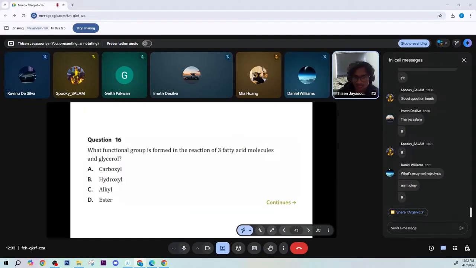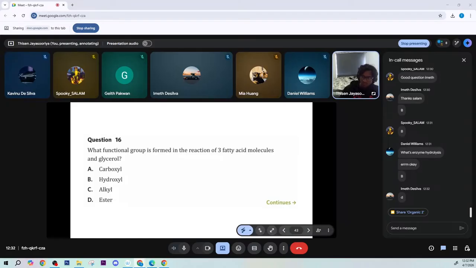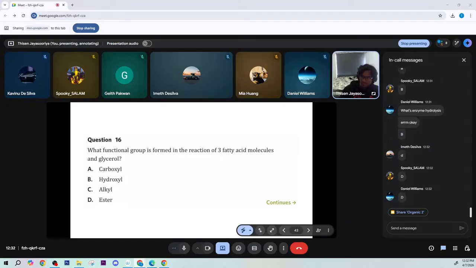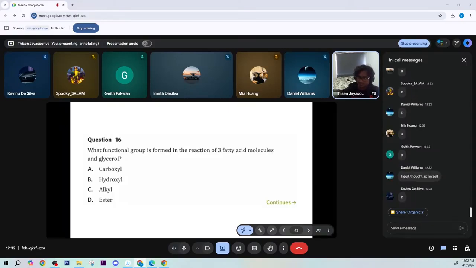So, what functional group is formed in the reaction of 3 fatty acid molecules and glycerol? What's the functional group formed? What do you guys think? A, B, C, or D? Have D. We get another D. Any more D's? Get D from Daniel. Anyone else? Cav, Mia, Blessing. What do you guys think? D, D, and D. So yeah, it's D. Yeah, okay.